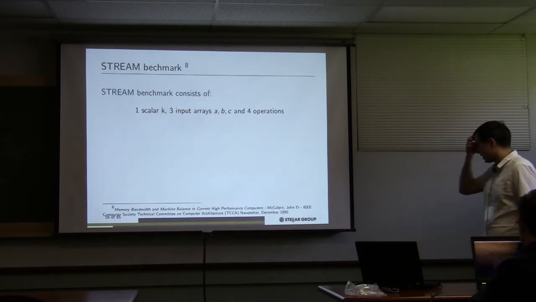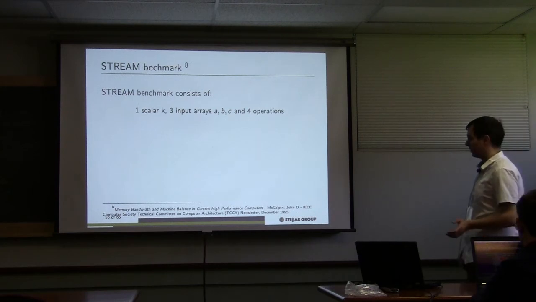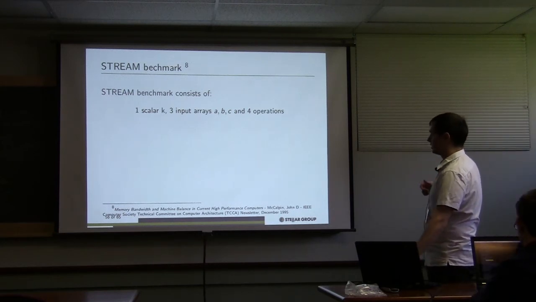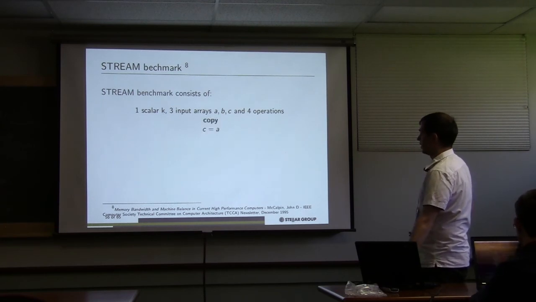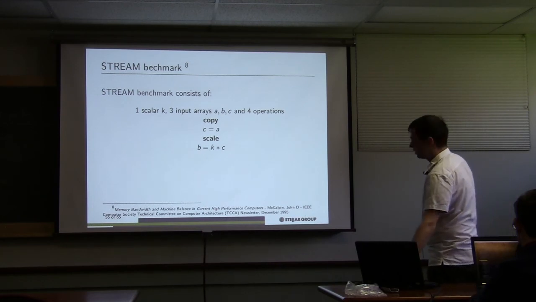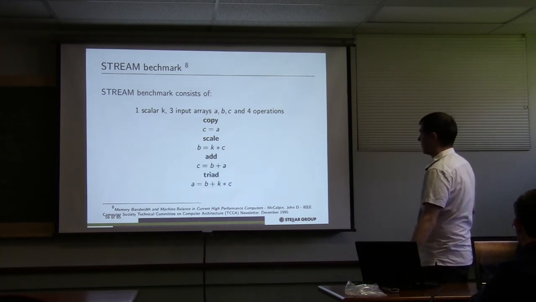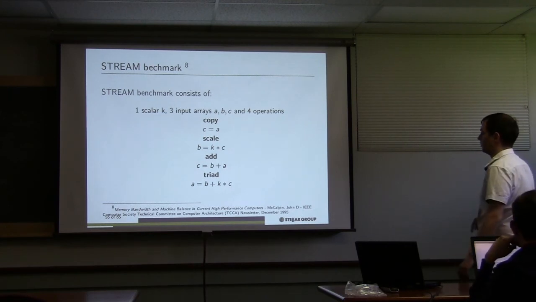For the results, I use the stream benchmark, mostly because I wanted to check that the results are correct, and that looking at the memory bandwidth achieved on the GPU, I won't be much worse than existing implementations. Stream benchmarks consist of four operations on three input arrays. So with a copy, we scale one of the arrays, perform an addition, and perform a triad addition, but it's not the blessed STREAM, it's a little bit different.